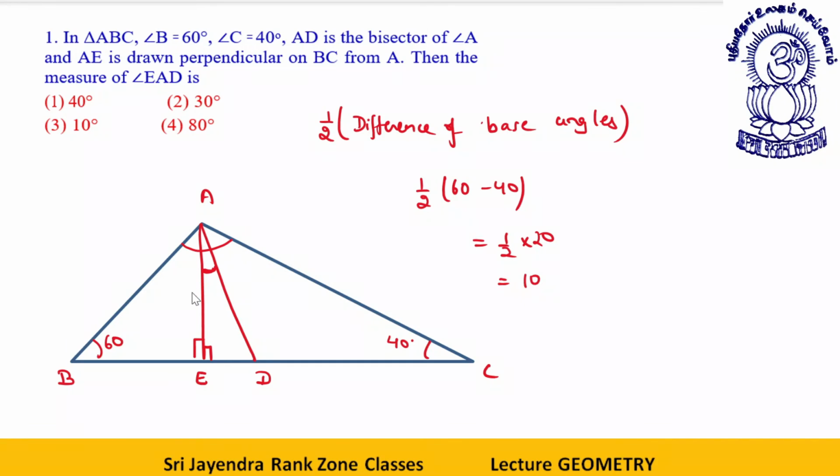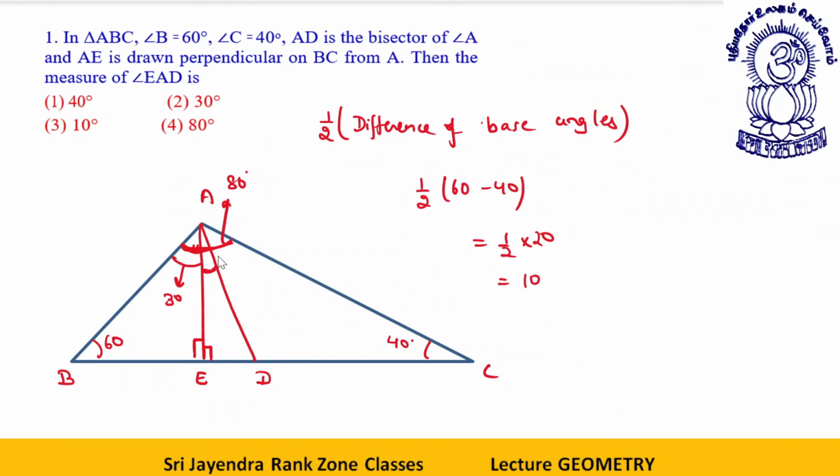Now, see how I will do it. Look, first of all, this is 90, this is 90. Let's say this portion is 60, so this is 30. Before I proceed ahead, how much is this angle? This angle is 80 degrees: 180 minus 60 plus 40 is 80 degrees.